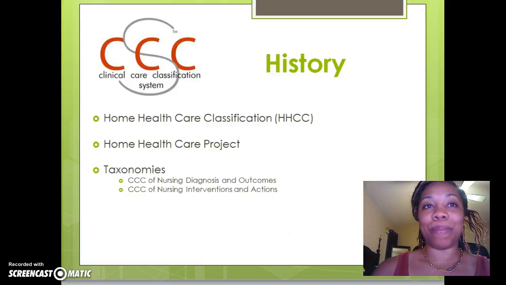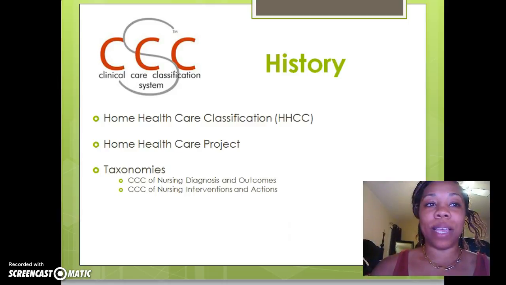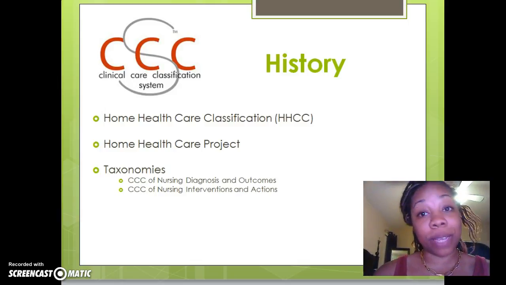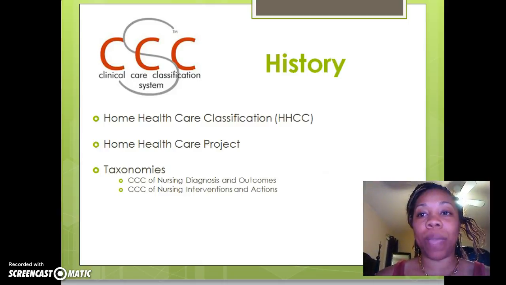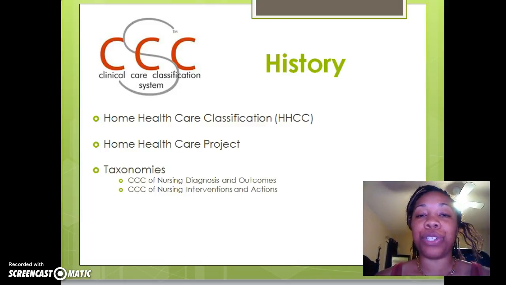So the history of CCC came about from the home health care project conducted by Virginia Saba and colleagues in 1991 at Georgetown University School of Nursing. It was originally known as the Home Health Care Classification System. The purpose of the project was to develop a methodology for evaluating and classifying patients to determine what resources are required when providing home health services to the Medicare population.